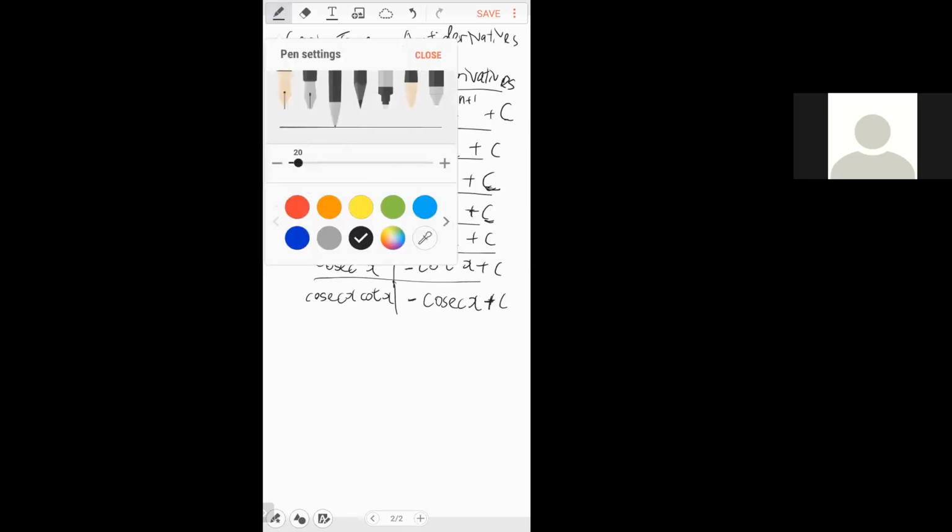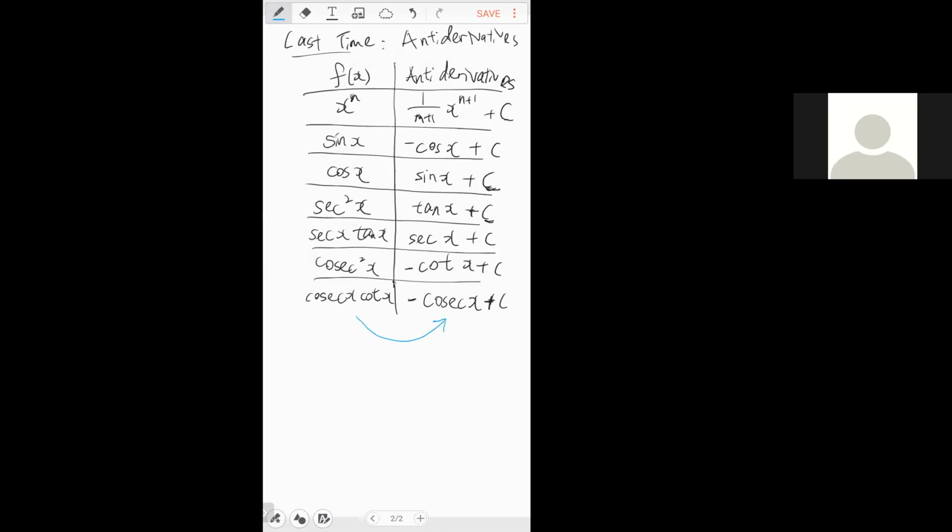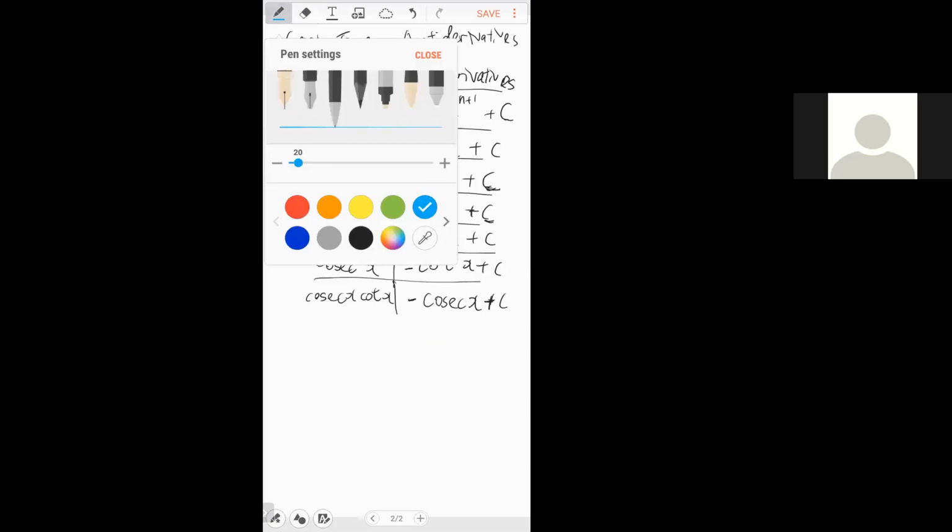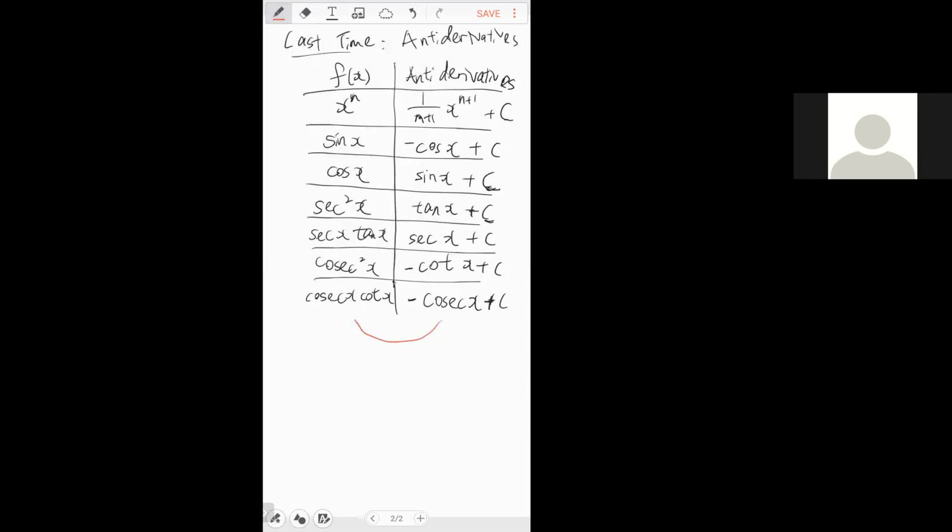And I also mentioned that the way to verify you have the correct antiderivative is you just take the derivative. So for example, the derivative of sine of x should be cosine of x. The derivative of tangent of x should be secant square of x. So on and so forth. And then the other way around is just the antiderivative. Any questions?